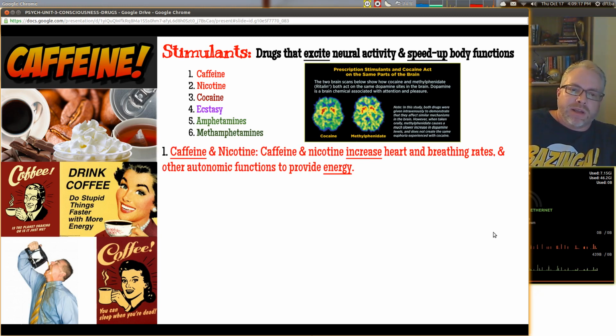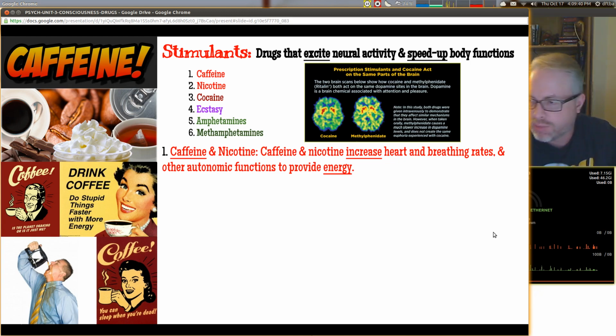Anyway, here's a category that we're probably very familiar with. I do have a few students who have never had any caffeine. There are religious reasons for some. I know Mormons try not to use caffeine, and they have a strong stance against drugs and alcohol. But drugs that excite neural activity and speed up bodily functions are called stimulants.